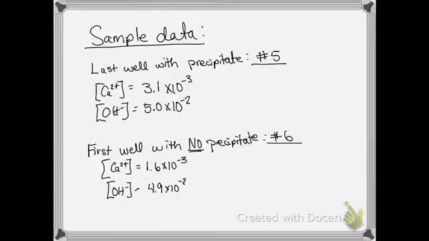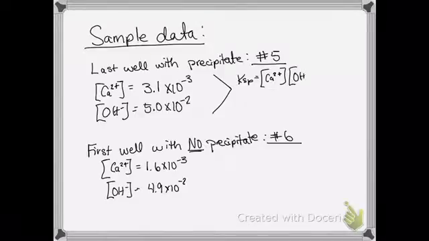So let's take a look at some sample data. Here's just a total example. Let's pretend the last well that had precipitate was well number 5, and the first well with no precipitate was well number 6. So all you would have to do is determine the KSP value. And remember, the KSP can be determined by the concentration of your calcium ion multiplied by the concentration of your hydroxide ion, and don't forget to square it. So in this case, your KSP for this one would be approximately 7.8 times 10 to the negative 6.